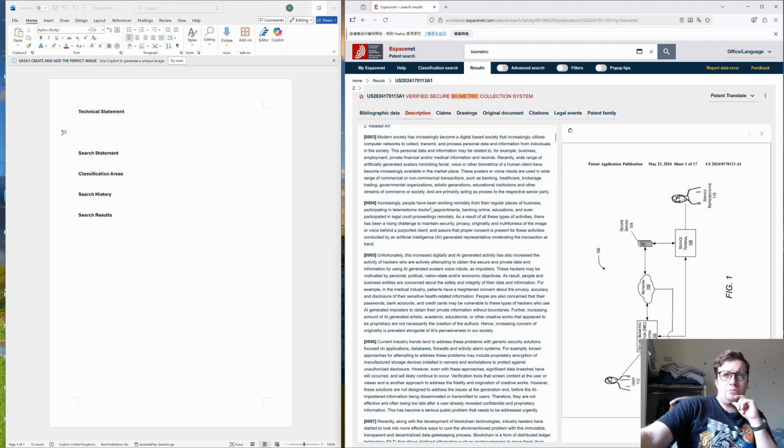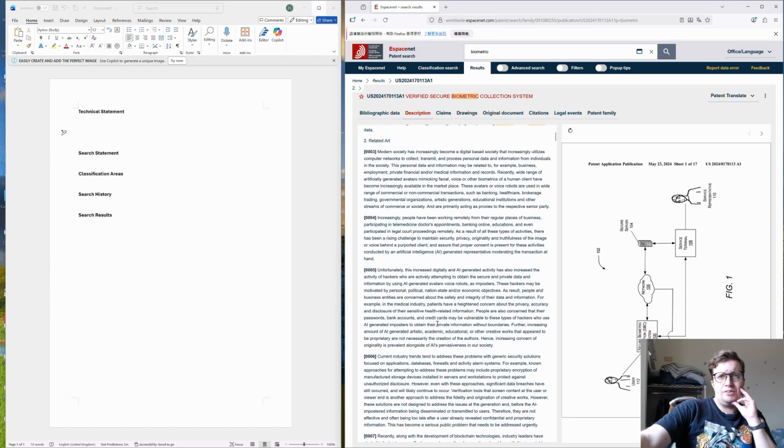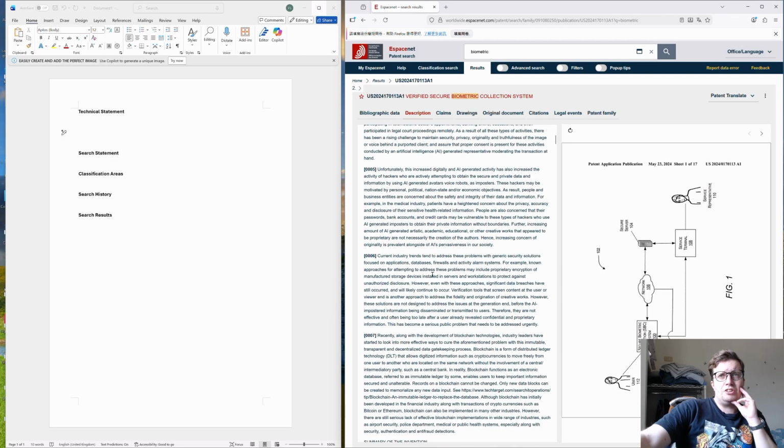So they've been talking about working remotely. So this is post-COVID, obviously. So let's see. Unfortunately, this increased digital and AI generated activity has also increased the activity of hackers who are actively attempting to obtain the secure and private data and information by using AI generated avatars, voice robots as imposters. These hackers may be motivated by personal, blah blah blah. We don't particularly care about what their motivations are. So it's talking about protecting you from hackers.